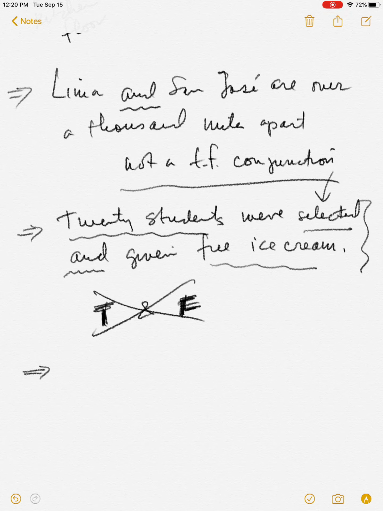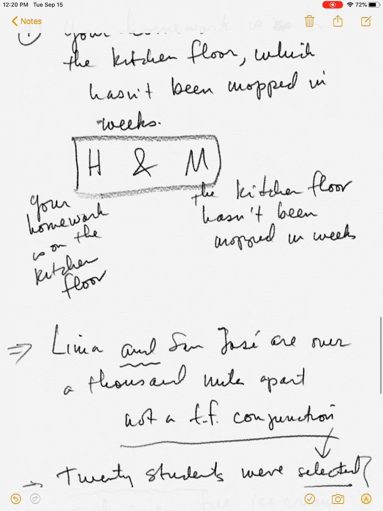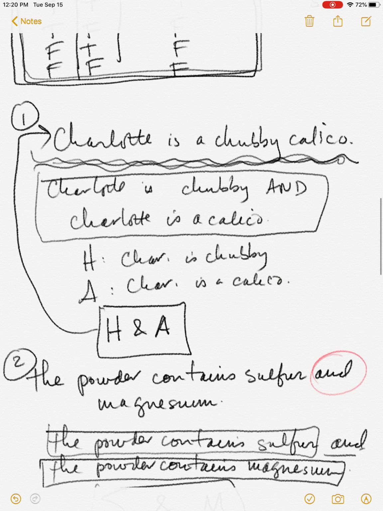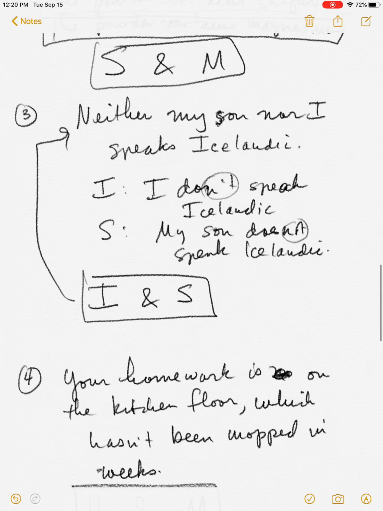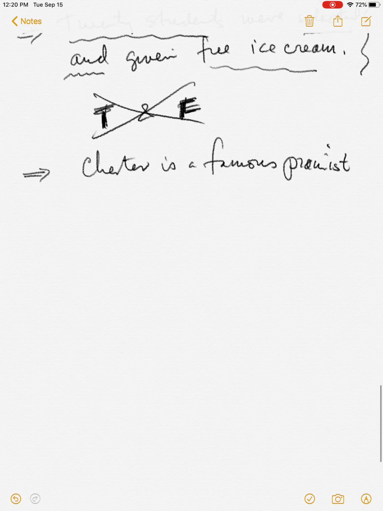Here's kind of an interesting example. "Chester is a famous pianist." Well, that has the same grammatical structure as "Charlotte is a chubby calico," which we analyzed as "Charlotte is chubby and Charlotte is a calico." So should that be "Chester is famous and Chester is a pianist"?